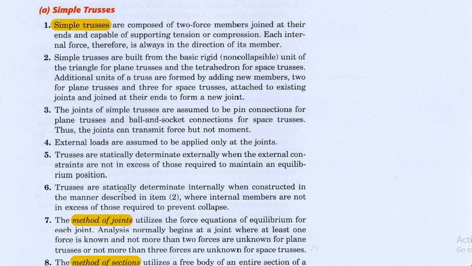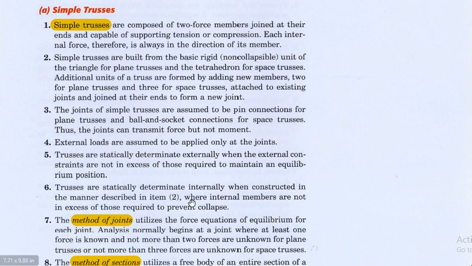Trusses are statically determinate externally when the external constraints are just those required to maintain an equilibrium position. So basically we have studied there are two types of structure: statically determinate and statically indeterminate structure. If m plus 3 is equal to 2j, that is, if the structure satisfies this equation, that means our structure is a determinate structure.